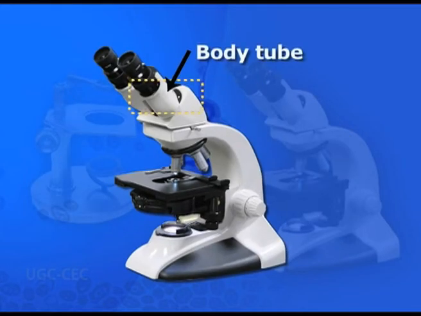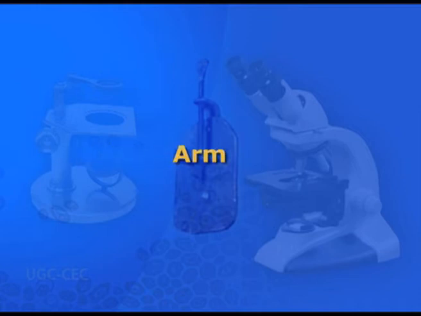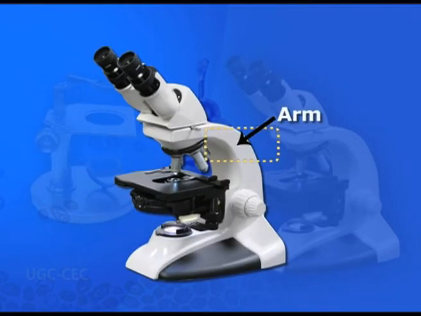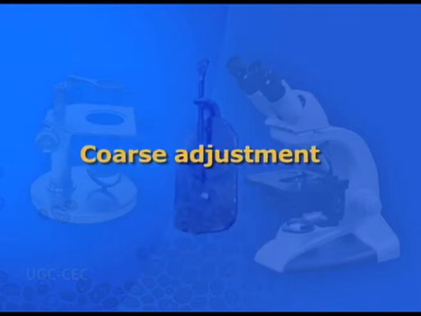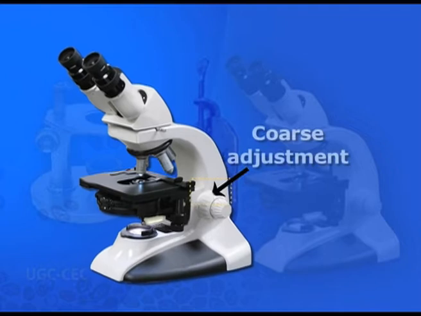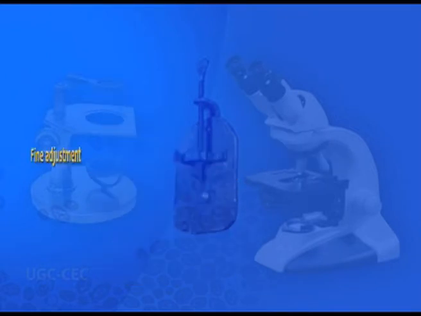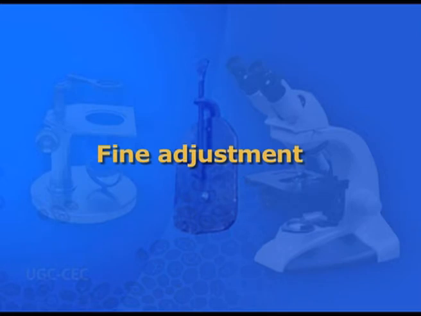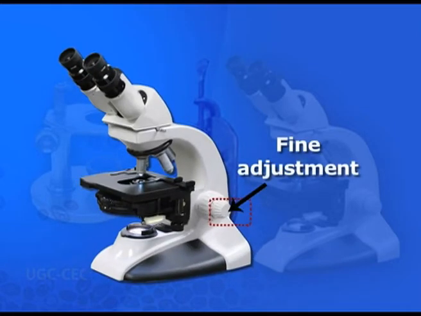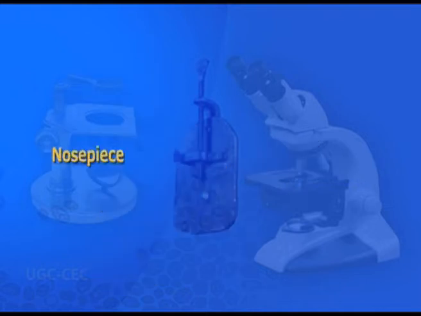Body tube, also called the head. The body tube connects the eyepiece to the objective lenses. Arm. The arm connects the body tube to the base of the microscope. Coarse adjustment screw. It brings the specimen into general focus. Fine adjustment screw. It fine-tunes the focus and increases the detail of the specimen.